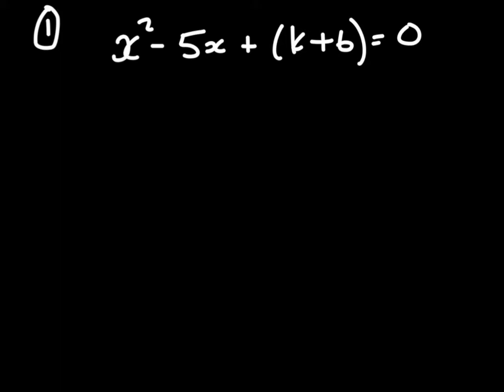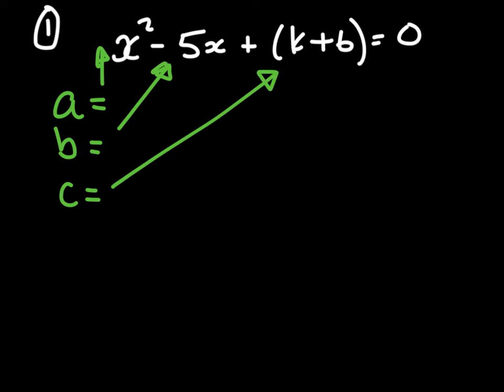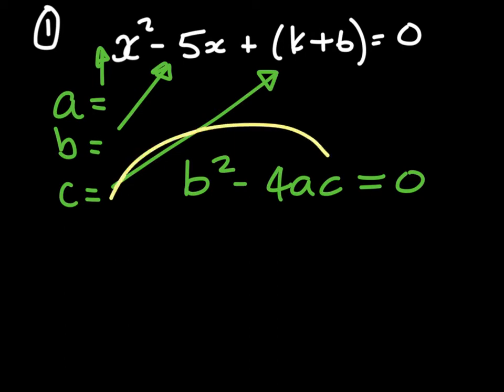First question, for what value of k does the equation have equal roots? So we need to identify first of all what a, b and c are. a is the number before x squared, b is the number before x, and c is everything else. The condition for equal roots is b squared minus 4ac is 0. So substituting these values into the formula will tell you the answer.